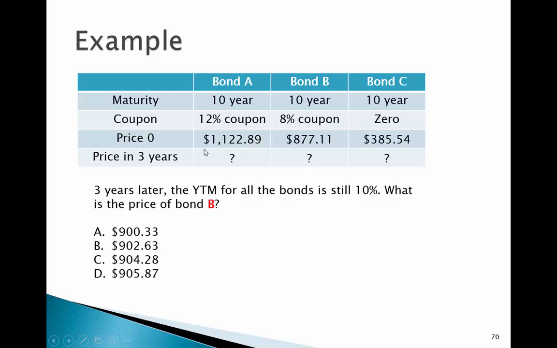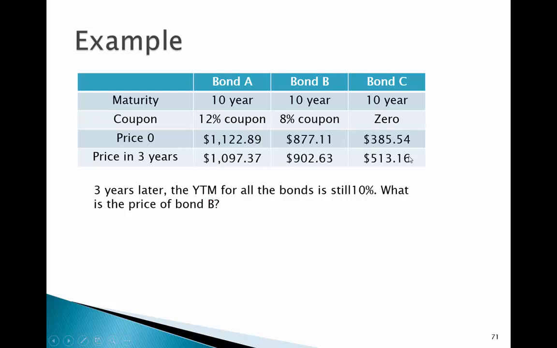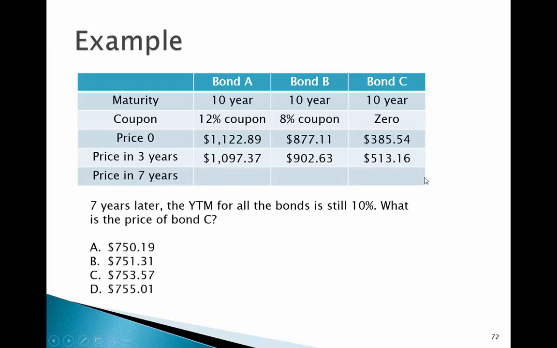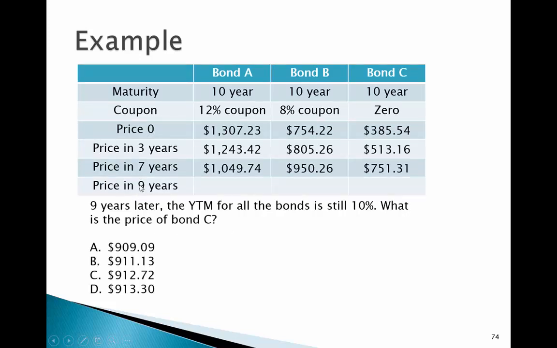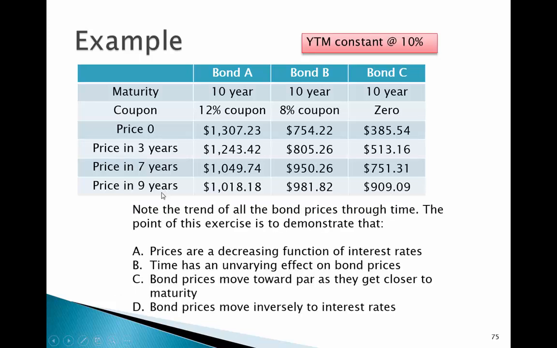And then 3 years later I could price these again. The only thing that would be different is the N will change. The payment stays the same. I'm keeping the yield the same at 10%, and I'm figuring out the price of these bonds. And here's what happens to the prices in 3 years, and then I check again in 7 years. So now N is 3. It's 7 years later, so I've got 3 years left to maturity, and there's the price of those bonds. And then I check it after 9 years, so now N is 1. There's only 1 year to maturity, and there's the price of those bonds.